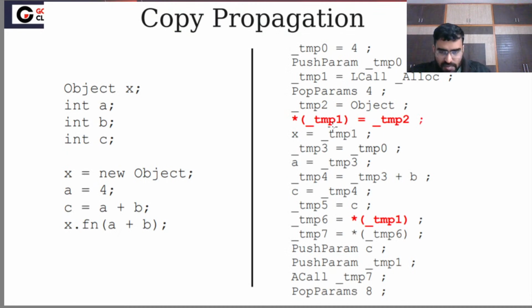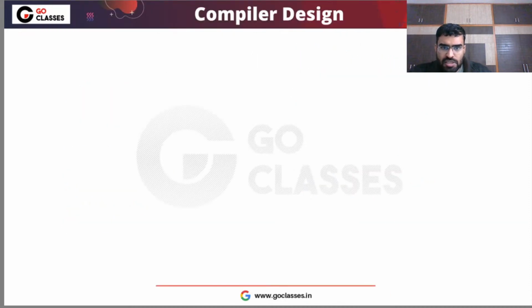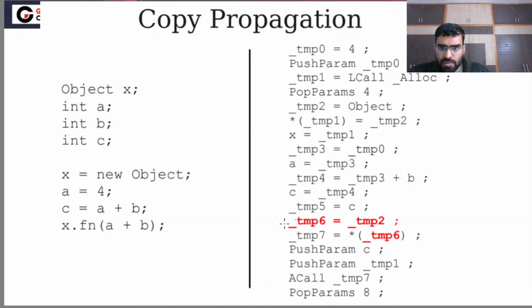Another example is this pointer. You can notice star temp1 is equal to, so basically in this star temp1 I have the value temp2. So I can replace this star temp1 by temp2. This is also copy propagation. So these are the examples of copy propagation. I hope these examples are clear.